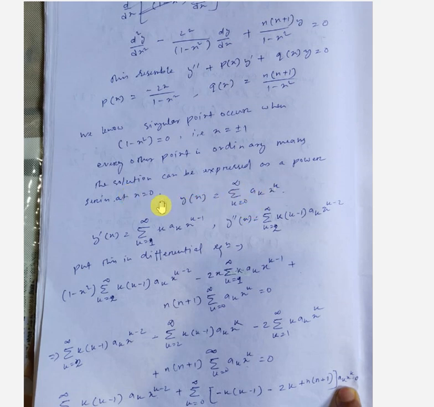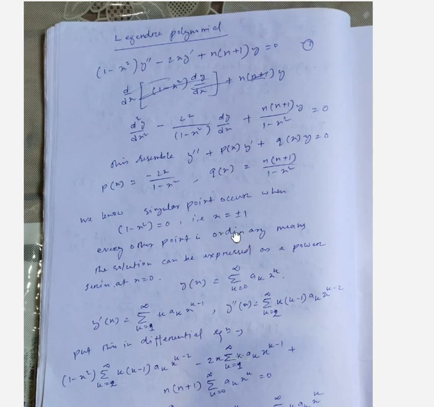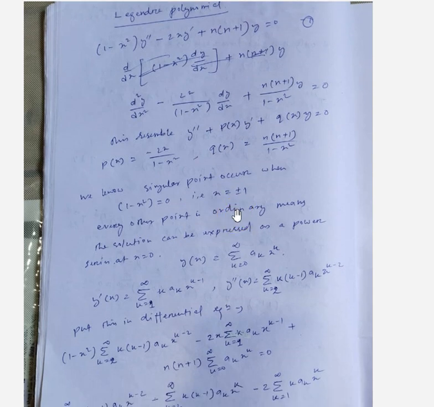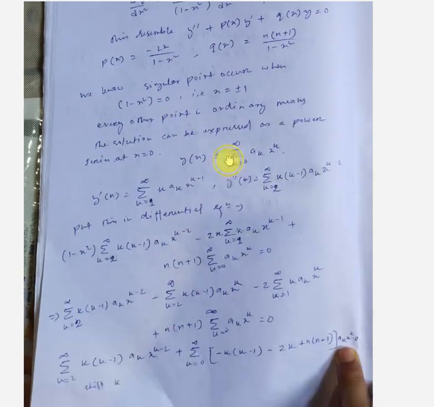We can use the power series at x is equal to 0, because x is equal to 0 is an ordinary point. Yes, because if we put x is equal to 0, the limit will not go to infinity. We can use the power series method.